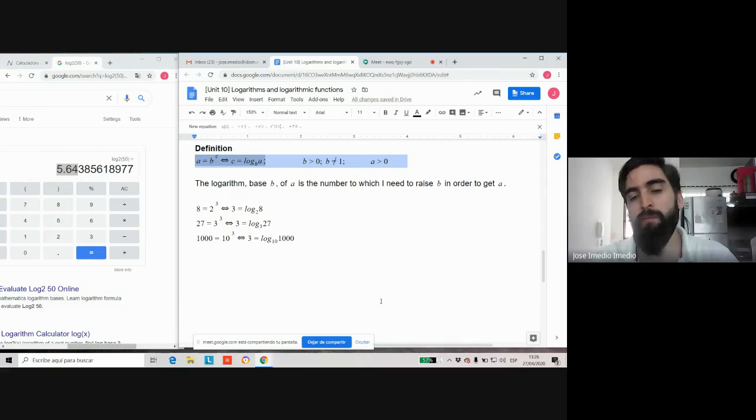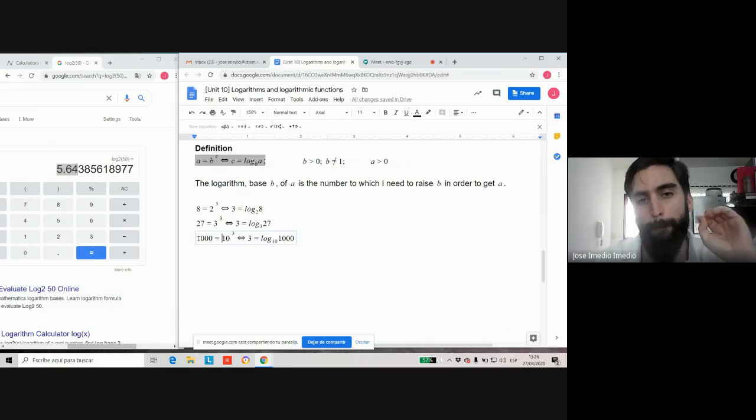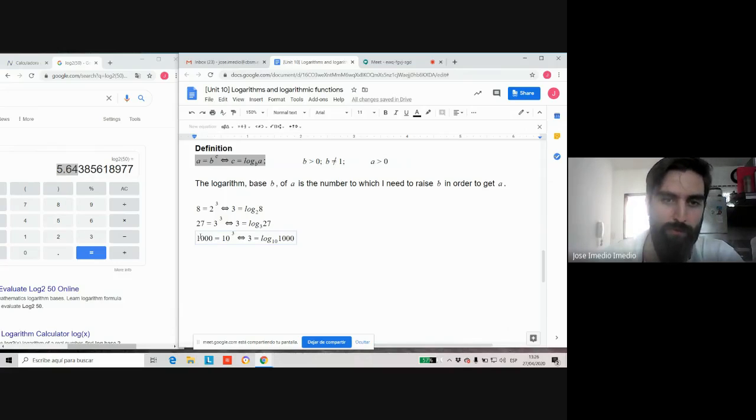Let's remember this for the logarithm. The base has to be positive, the base has to be different from 1, and a has to be positive as well. Let me solve a couple more examples here, because I used some positive, really straightforward examples, and I want to solve a couple of not so intuitive examples.